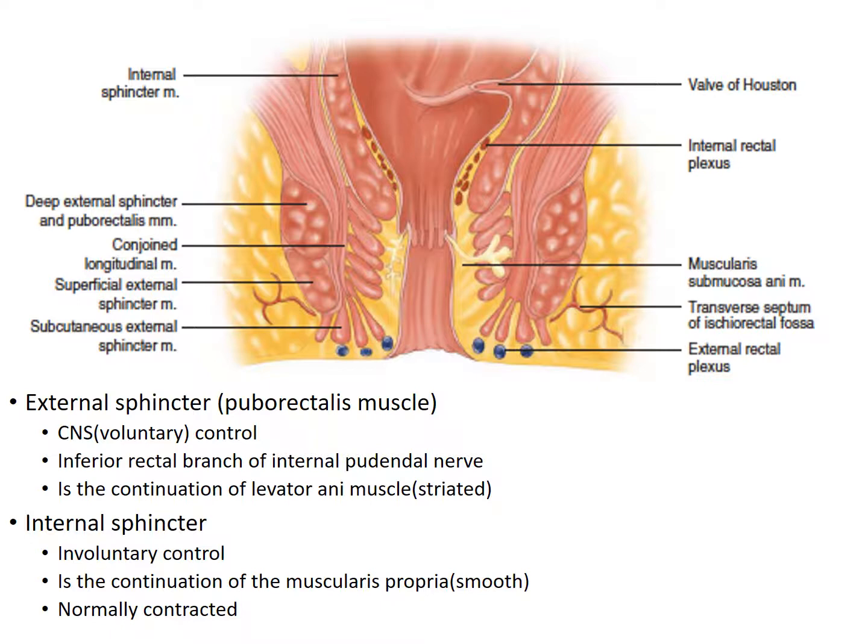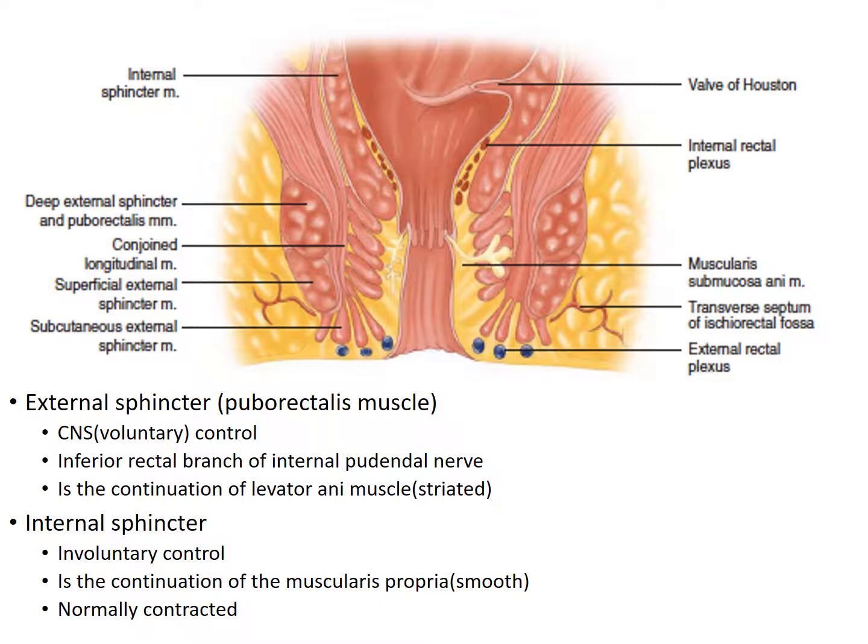Same picture. Talk about some of the sphincters here. So your external sphincter, which is a continuation of the puborectalis muscle. It's under CNS voluntary control. It's what allows you to defecate. It's what allows you to hold in going to the bathroom. It's supplied by the inferior rectal branch of the internal pudendal nerve. And it's also a continuation of the levator ani muscle, so it's a striated voluntary muscle.